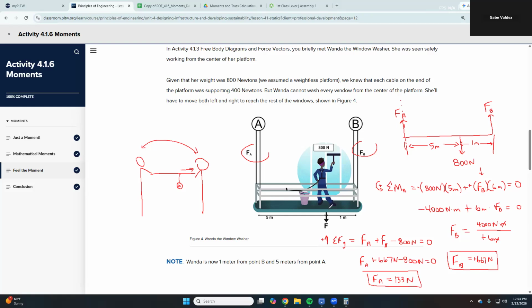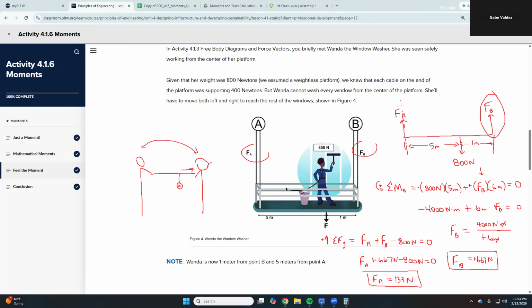So by Wanda standing off center and closer to the right-hand side, this one experiences more tension than the force at A. When you have the students hold a meter stick and you put the weight closer to one person, that person feels more weight. And when they swap, this person goes to this side and says, oh my gosh, it's much lighter over here. And the person that swaps over here says, oh my gosh, that's much heavier. So you can actually feel the difference when it's off center.